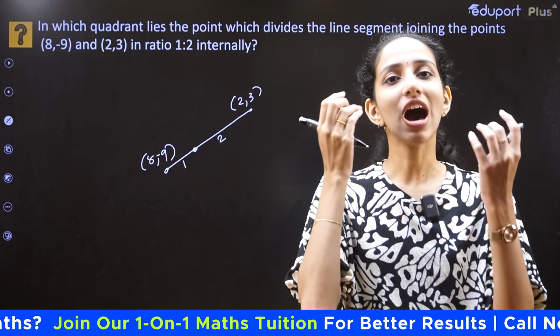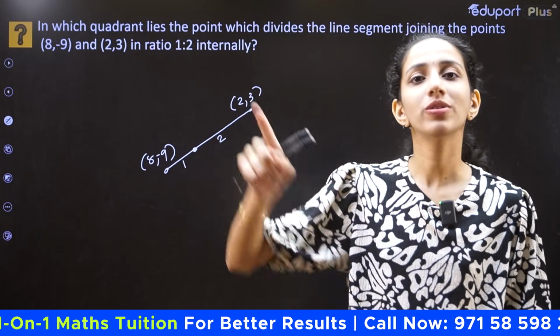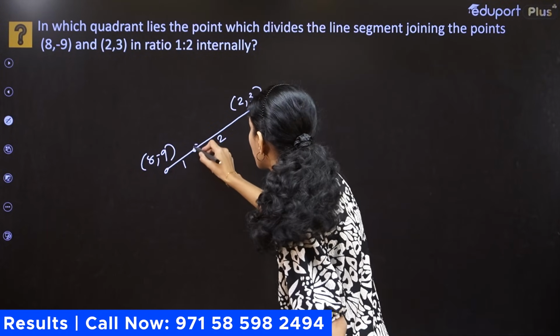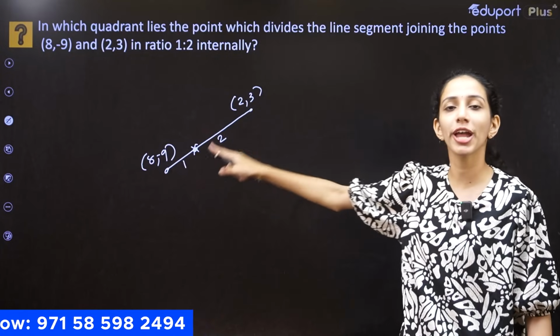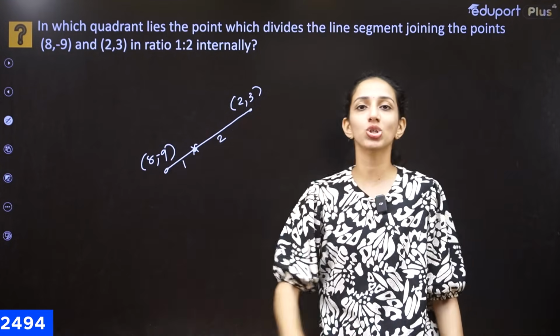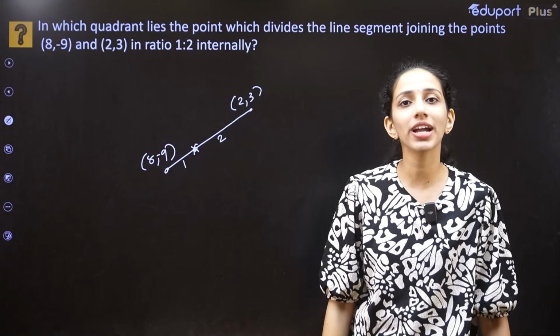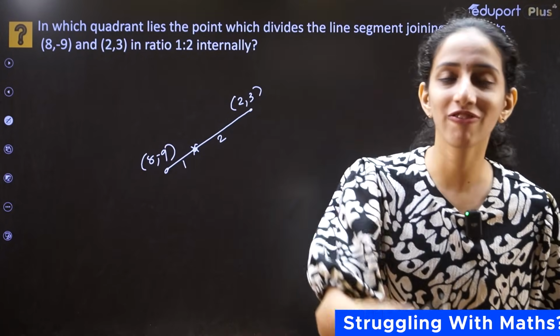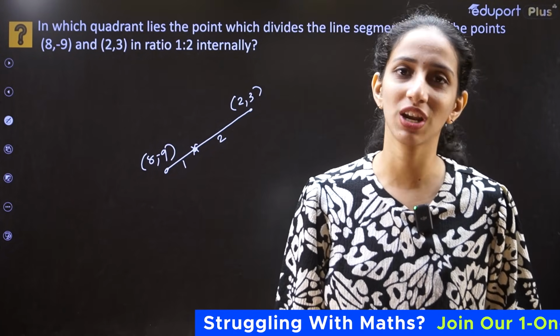Okay, so our aim is to find out that point. And how will you find out this point? We have two endpoints and we have the ratio in which the point divides that line. Then how will you find out that point? So there we use the section formula.